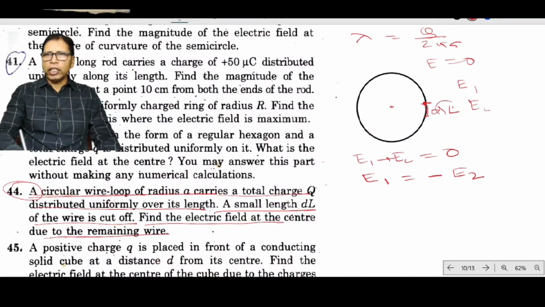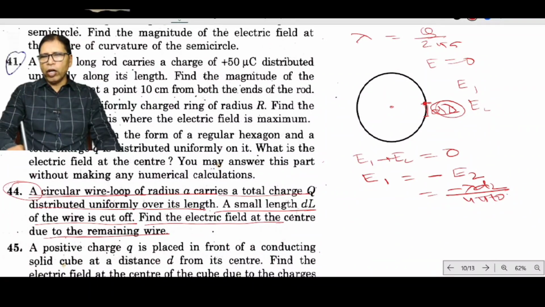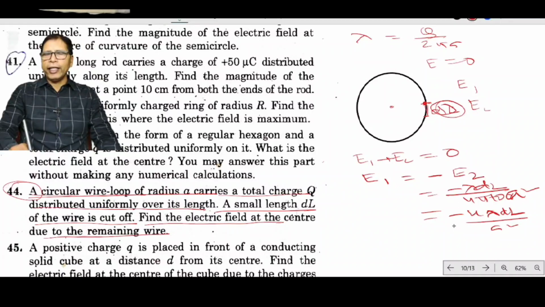Therefore, E1, the electric field due to the remaining portion, is the negative of the electric field due to dl. Now you know the electric field due to a very small length, this is the charge lambda dl, divided by 4 pi epsilon naught into a square. So this becomes minus k lambda dl divided by a square. Okay, and it is directed, look at this, the electric field due to lambda dl is directed away from the charge. So the electric field due to the remaining portion is directed towards dl. Okay, no problem.